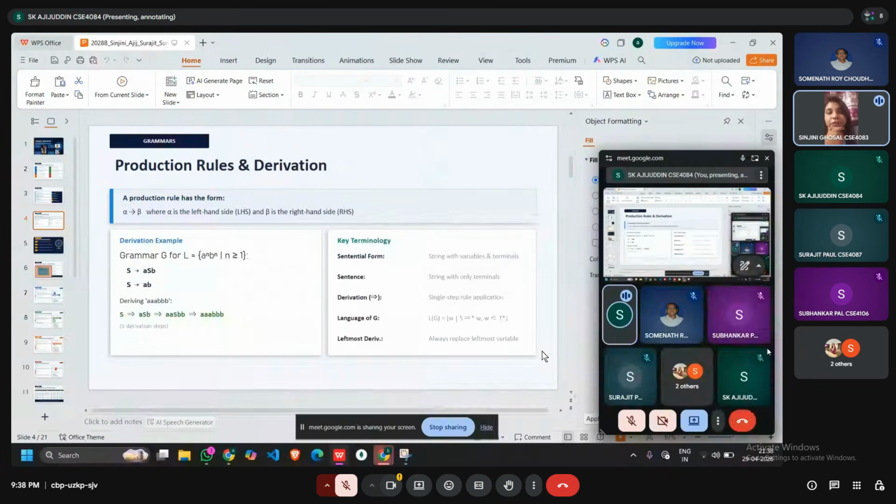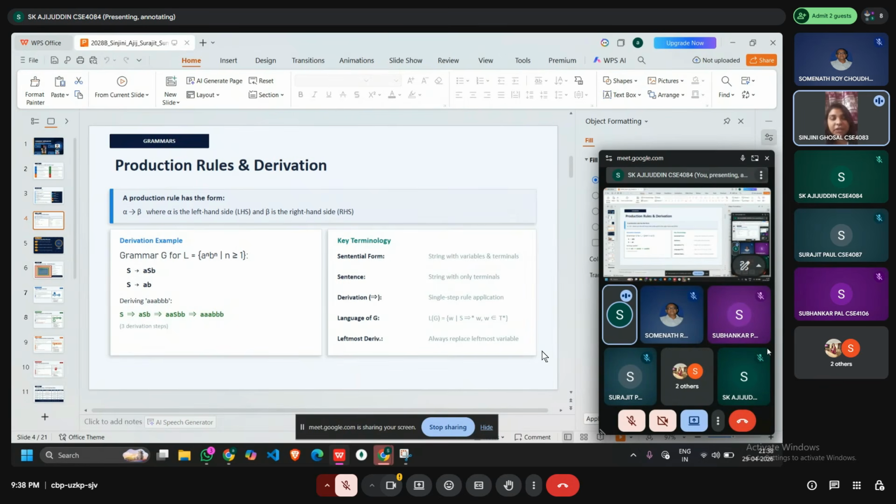Now, go to slide 4. Okay, so moving to the next slide, here we can see that a production rule is there: alpha produces beta, where alpha is the left side element and beta is the right side.